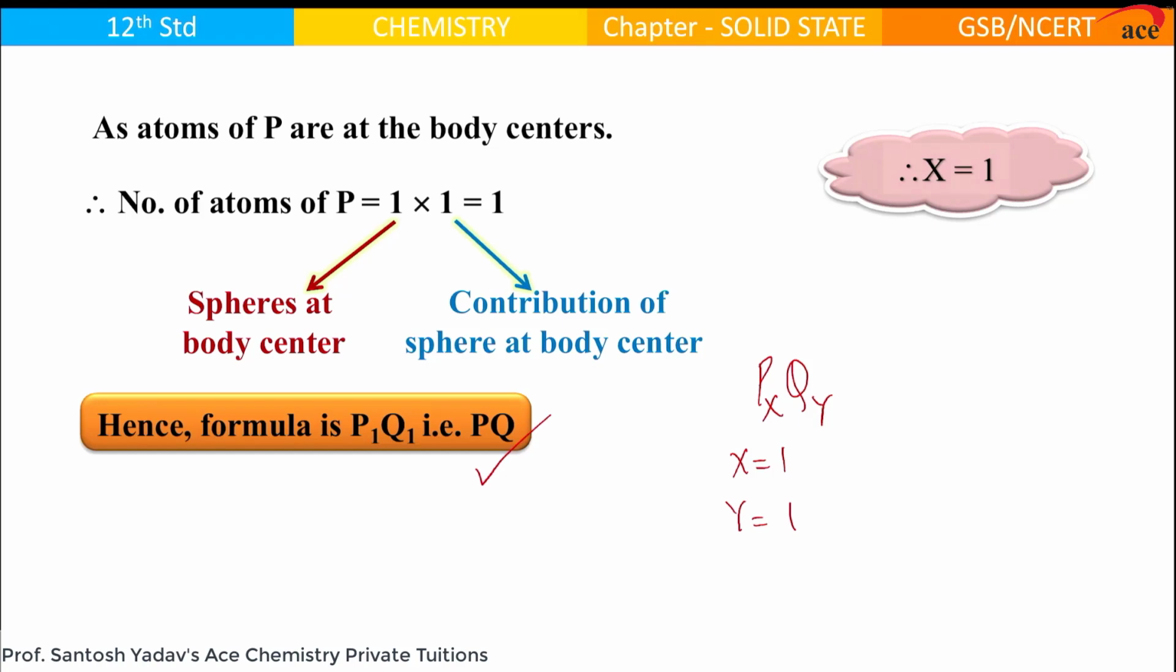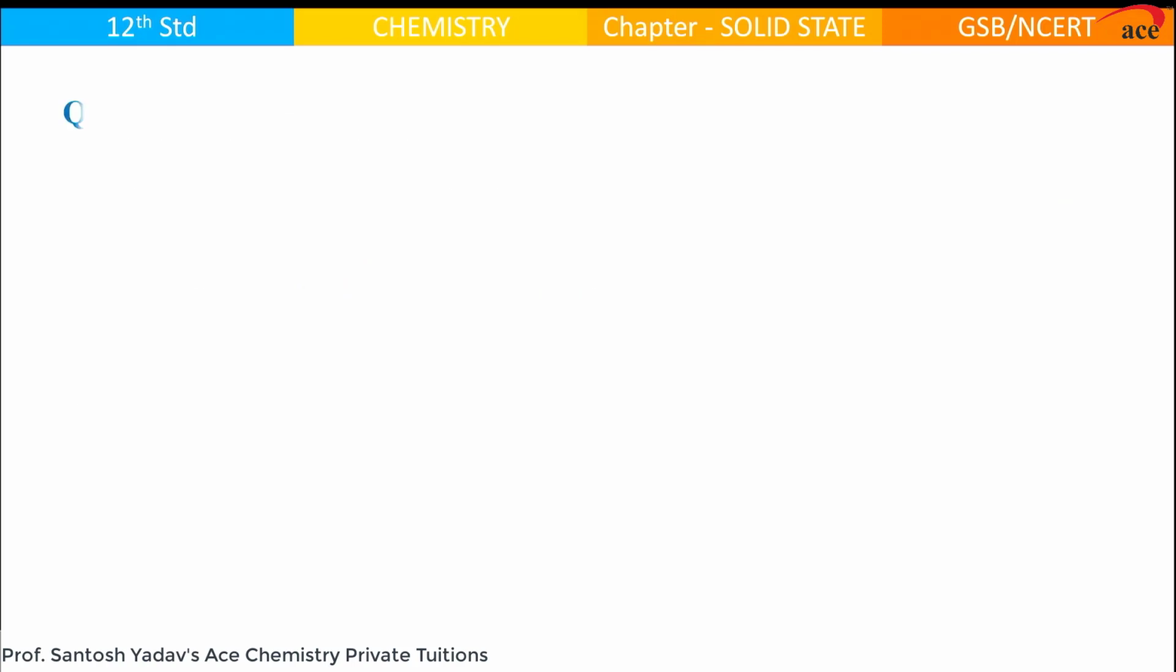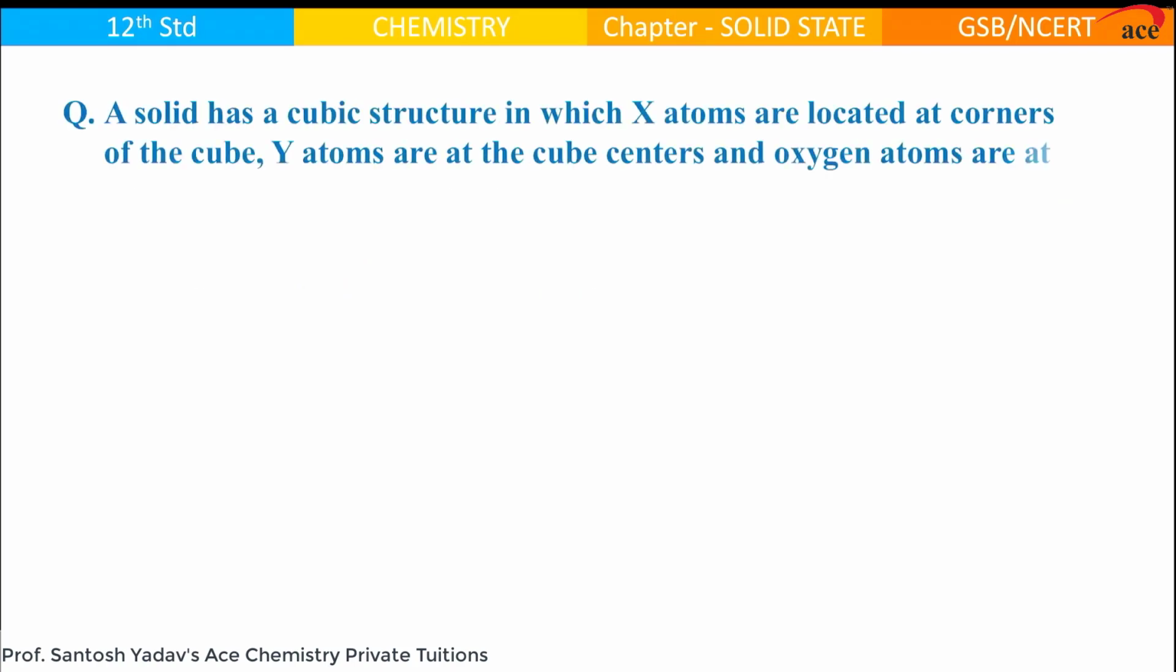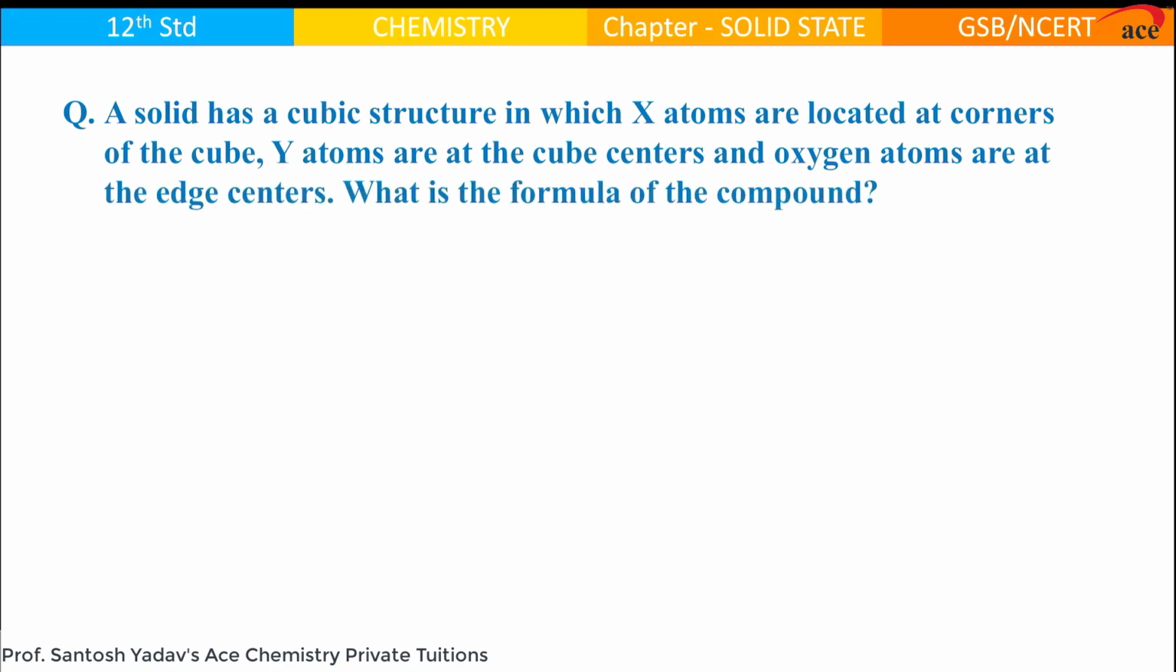Coming to the next one. A solid has a cubic structure in which X atoms make up corners, Y atoms make up cube centers, and oxygen atoms make up edge centers. What is the formula of such a compound?